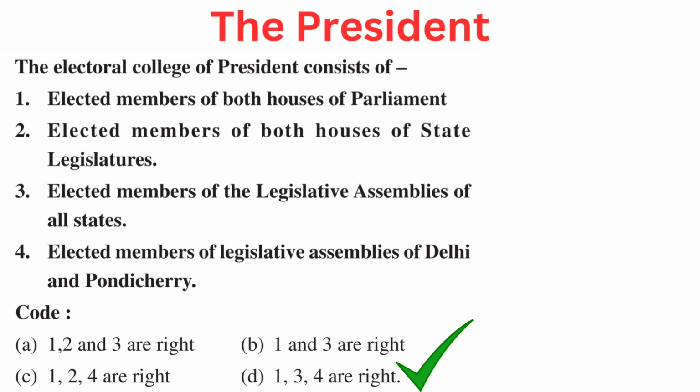Right answer is D. 1, 3, 4 are right. Elected members of both houses of parliament, elected members of the legislative assemblies of all states, elected members of legislative assemblies of Delhi and Puducherry.